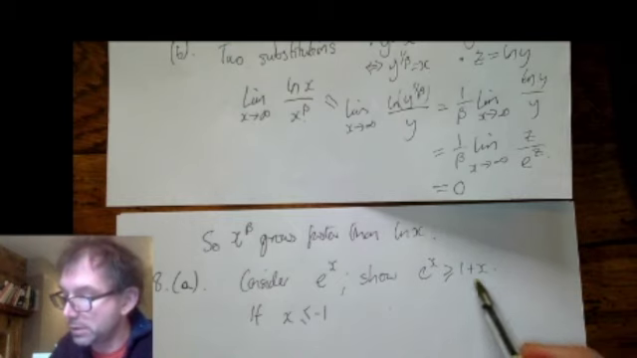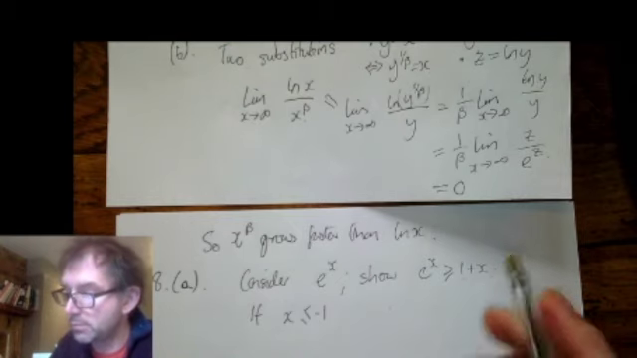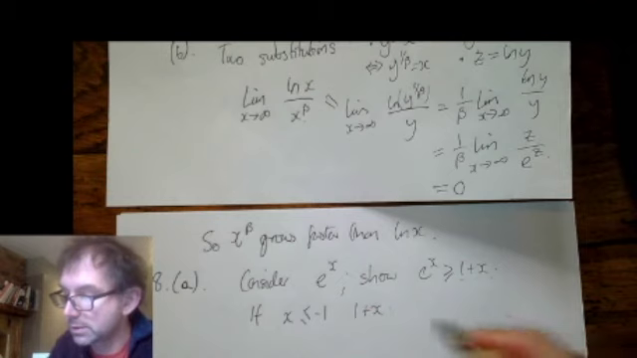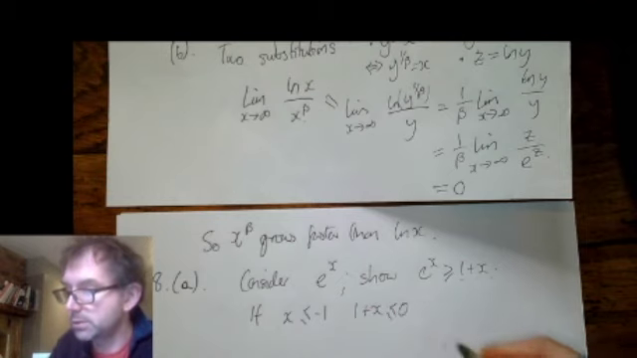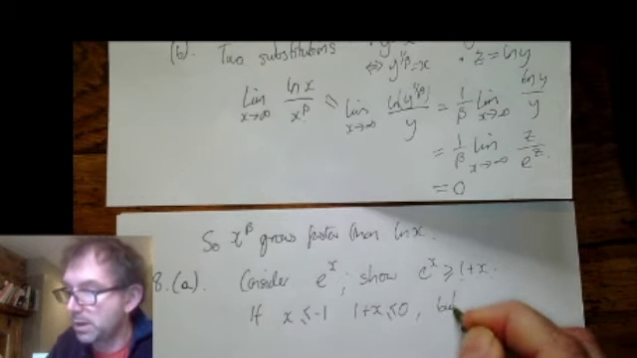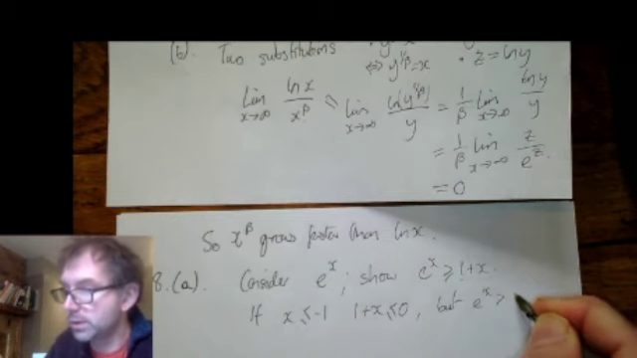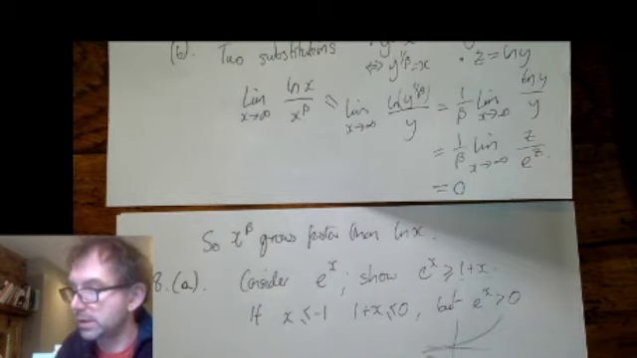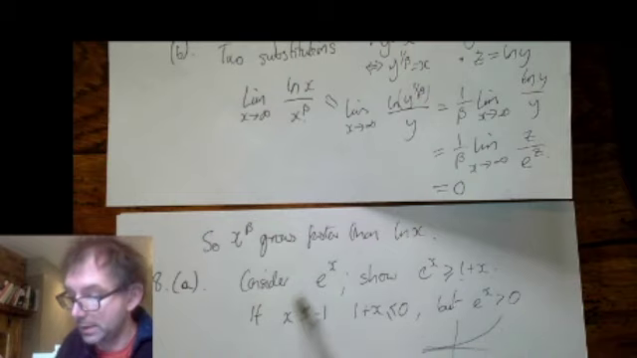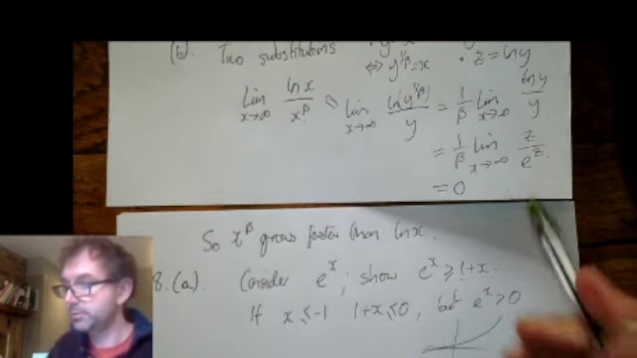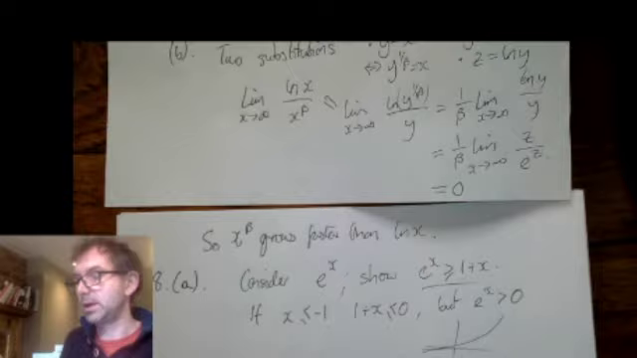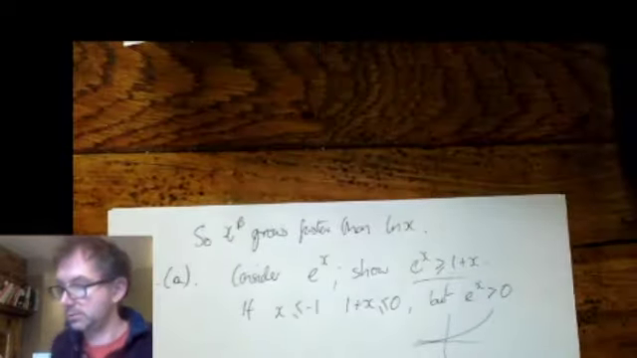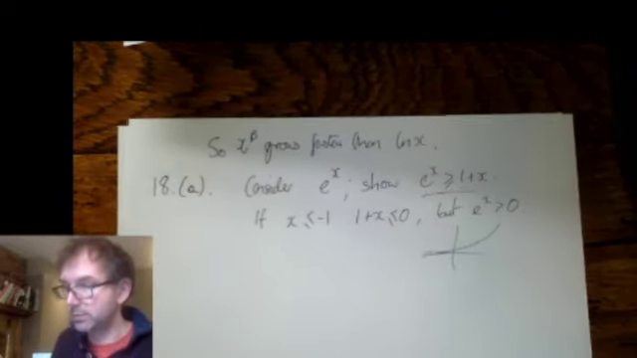Well, this number on the right here, 1 plus x, is then less than or equal to 0, but e to the x is always positive. Now, if you think about the graph of e to the x, it's never negative. So it is clear that this is going to be true when x is less than or equal to -1.